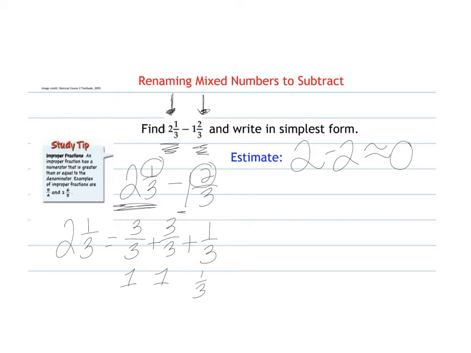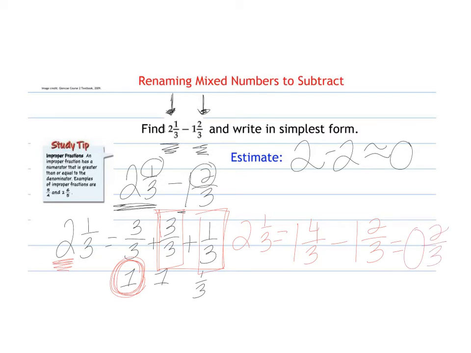So for 2 and 1/3, I'm going to pull out one of my wholes and make it a third, or 3/3. So I can keep 1 as a whole number, and then I'm going to take 3/3 and add it to my 1/3. So 2 and 1/3 is going to turn into 1 and 4/3, because I have my 1, I have my 3/3, and I have my 1/3. And then I can subtract 1 and 2/3, which now is 1 minus 1 is 0, 4 minus 2 is 2/3, so my answer is going to be 2/3.